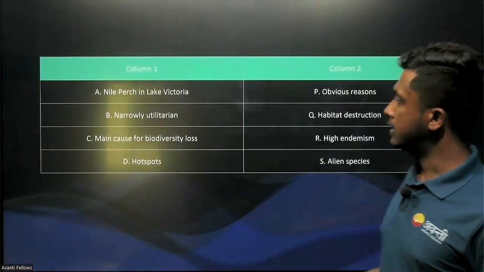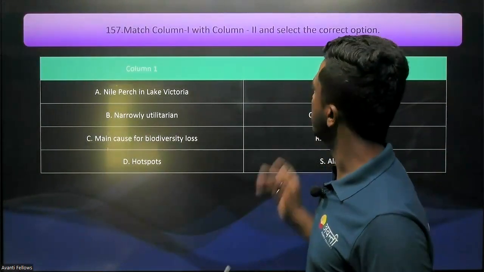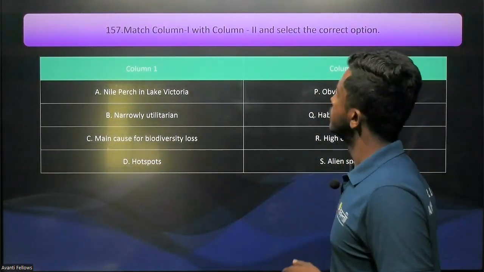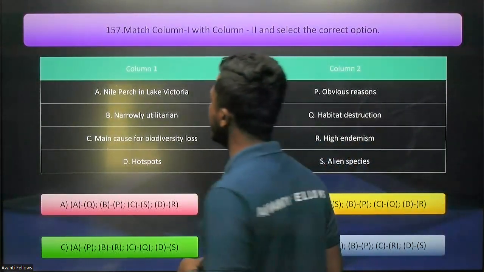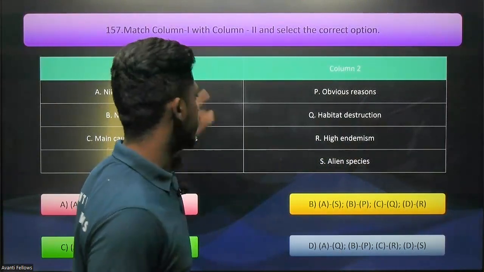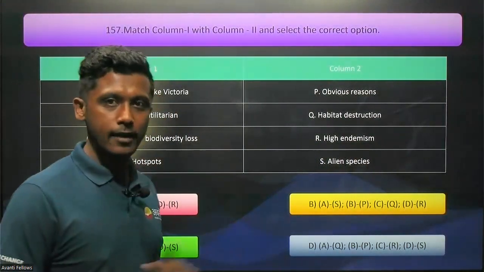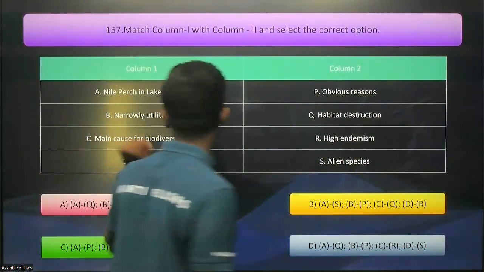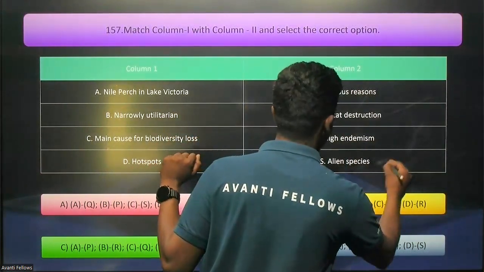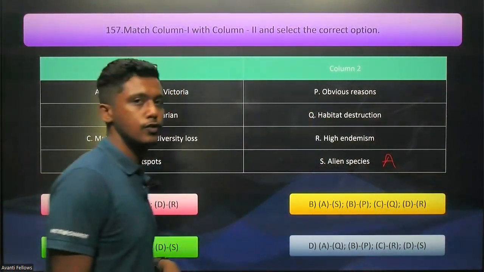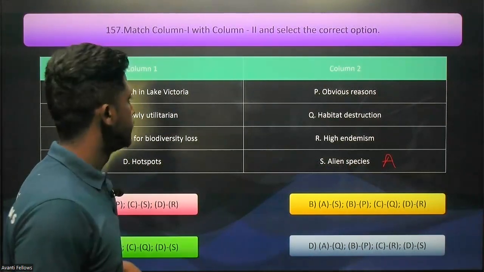Okay. Next one, we have our match the following. So let us look at this. We have Nile perch in Lake Victoria. Nile perch is a fish which was left in Lake Victoria, and it is an alien species that actually tries to destroy the native species.